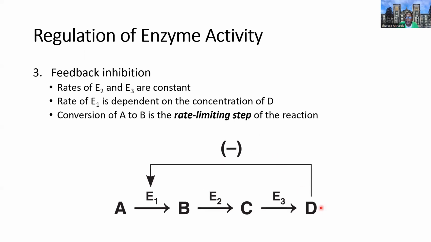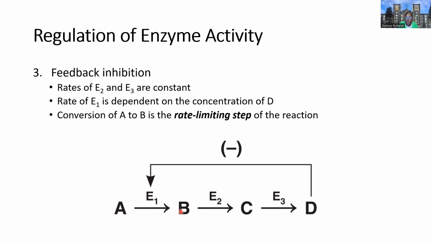Here is another example of feedback inhibition. So this is a different reaction. Here we have the action of enzyme 2 and 3 being constant. So these are not rate limiting steps in this example. The rate of enzyme 1 is the rate limiting step. So the conversion of A to B is the rate limiting step here.